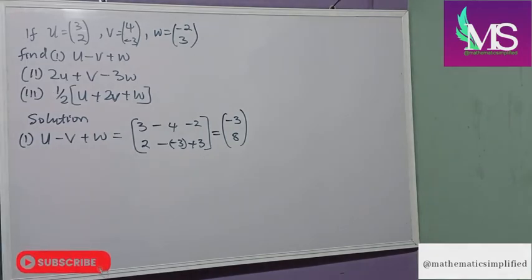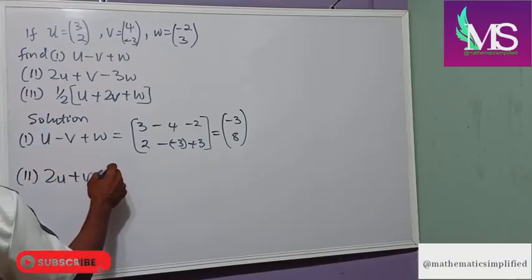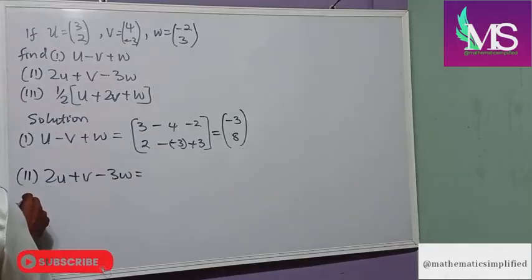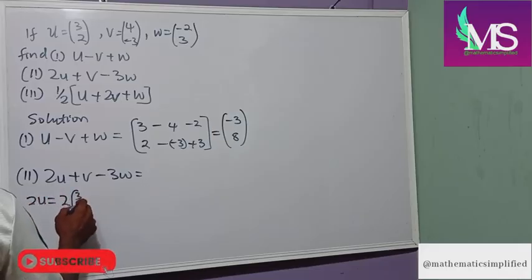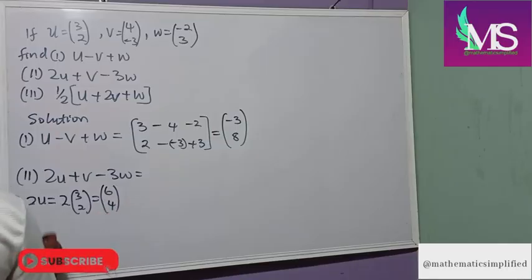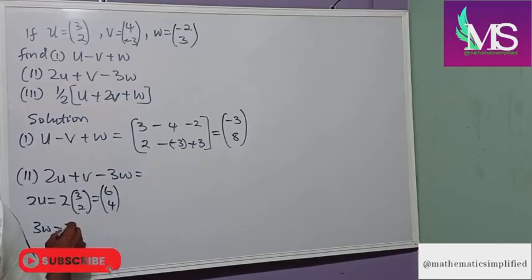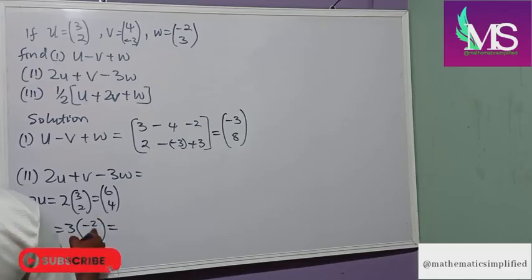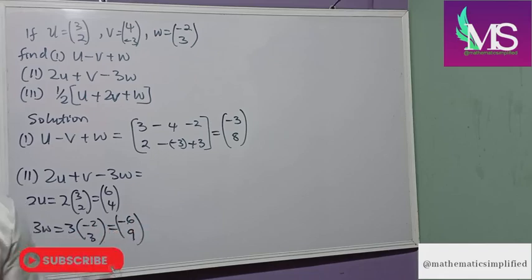Now, for the second part, we have 2u plus v minus 3w. Alright, now let's find our 2u. 2u will be 2 times (3, 2), which will give us (6, 4). That's for 2u. And 3w equals 3 times (-2, 3), which will give us (-6, 9). That's for our 3w.